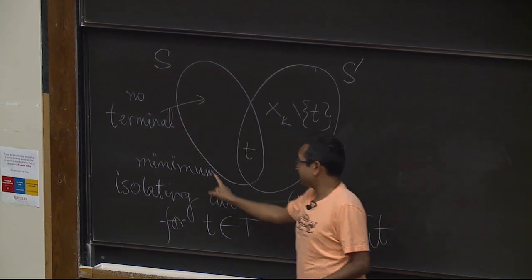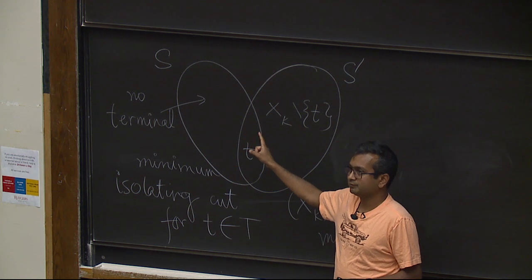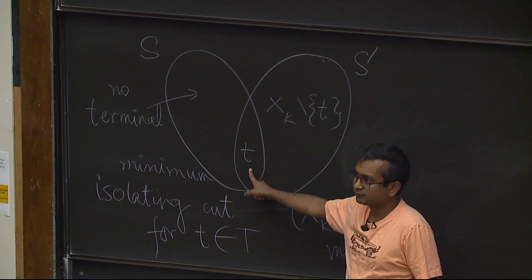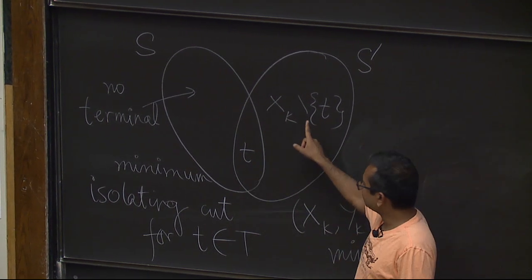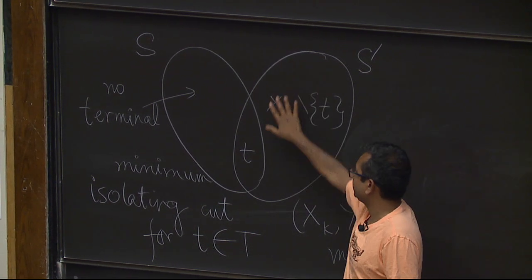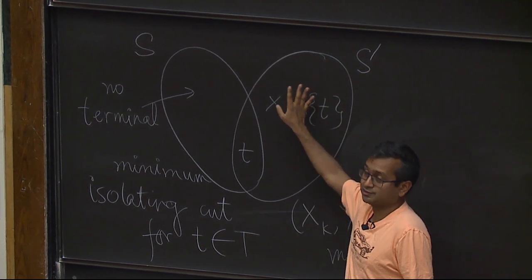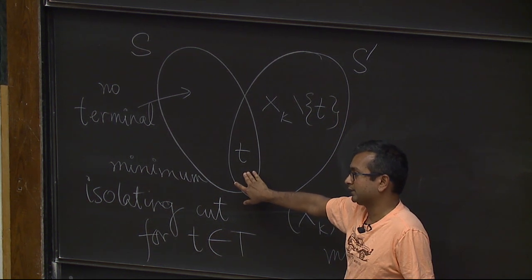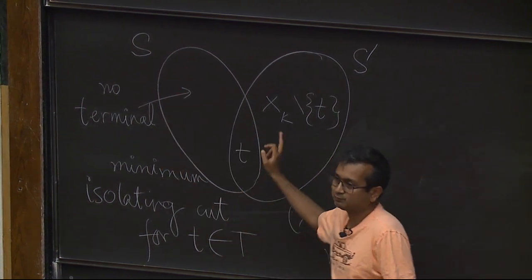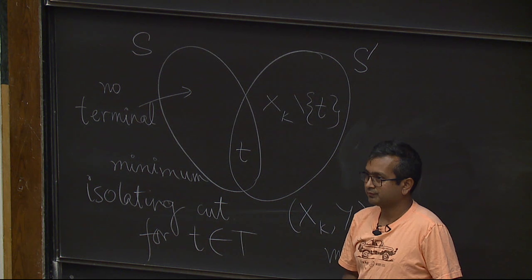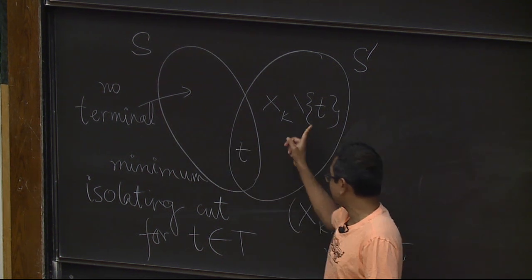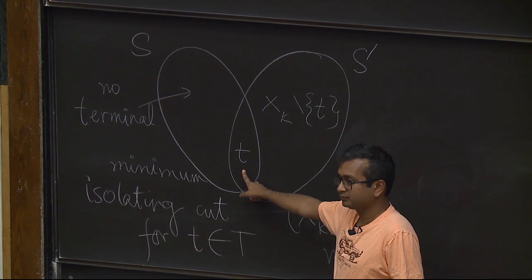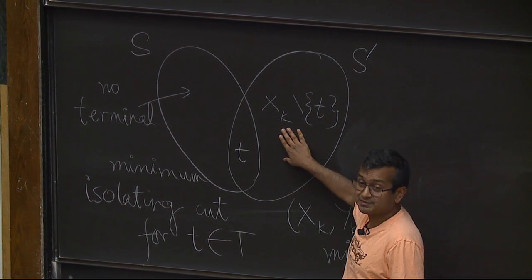This S is an isolating cut for T. So terminal T must actually be in this intersection. And all the remaining terminals in xk must be in this part, in S prime minus the intersection. Again, the intersection cannot contain anything more than T, because it's an isolating cut. It must contain exactly one terminal. And T cannot be here because T is in xk. So T must be sitting here, and the rest of the vertices in xk must be sitting in here.